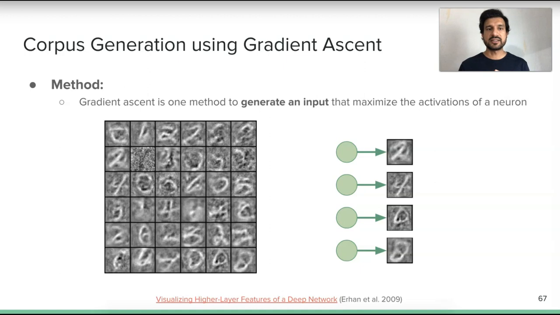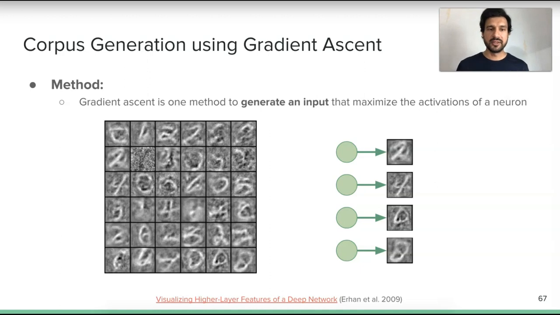So instead of selecting sentences from a corpus, gradient ascent generates synthetic inputs that maximize activation of a given neuron. And it has been very successfully applied in the vision domain to generate input images that maximize the activation of a neuron. And this is an image taken from vision where we can see that particular neurons are responsible for particular digits, from the synthetic inputs that were generated automatically. So these are the automatically generated synthetic inputs.